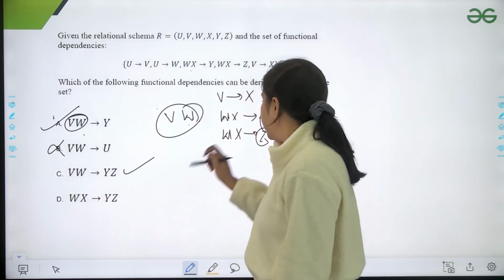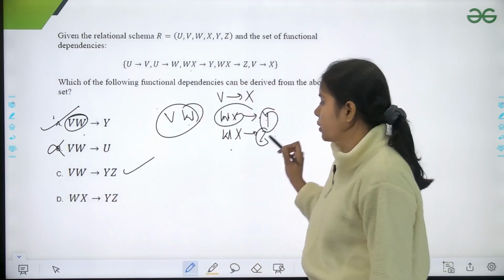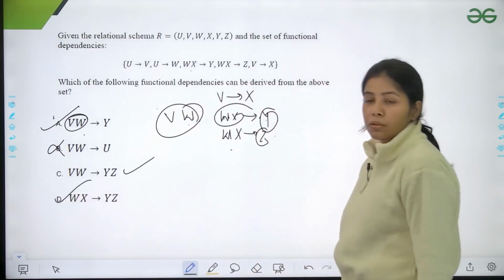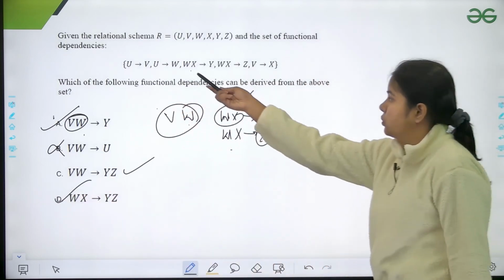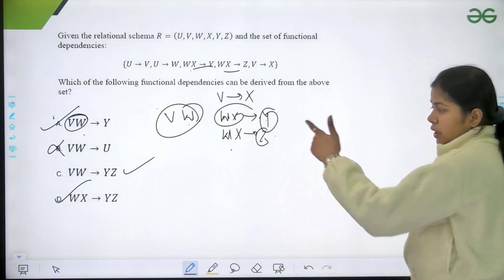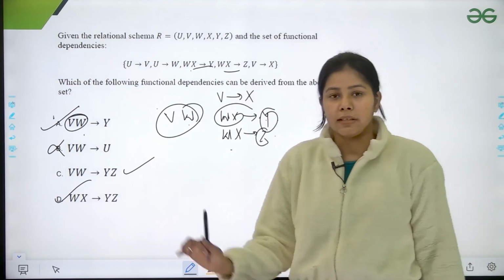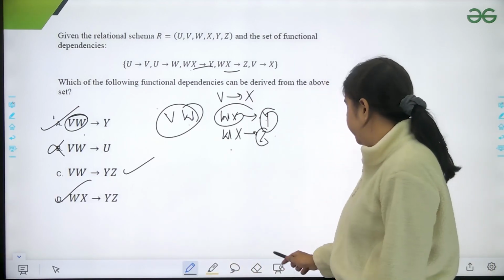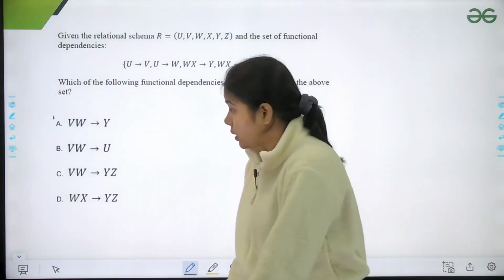Now WX to YZ, I can see that WX to Y and WX to Z, I already got that. So D is also true, because you can see directly here. So A, C, D are the correct options in this case. Okay. Now let's see the next question.